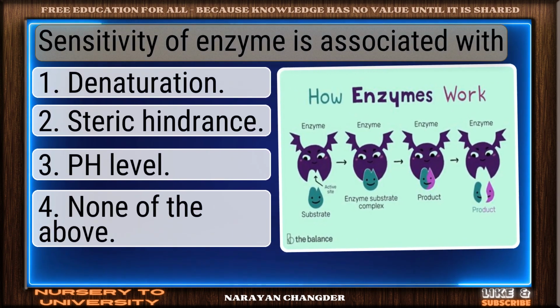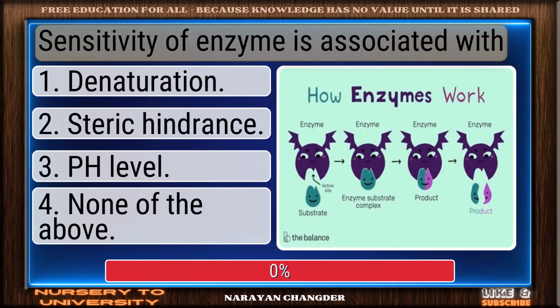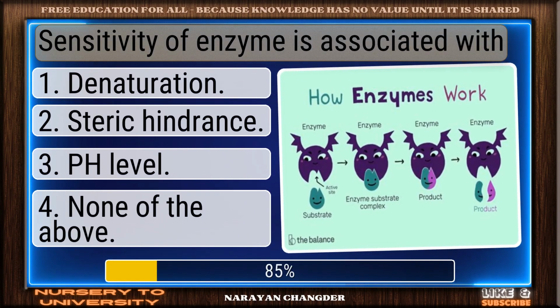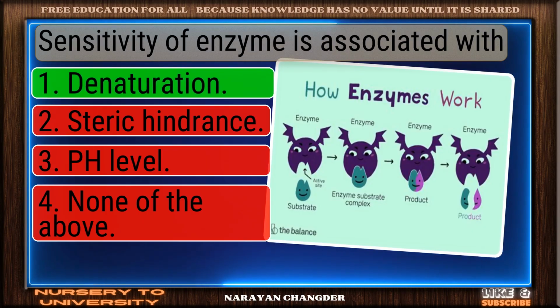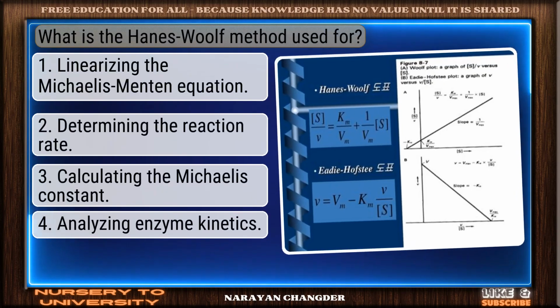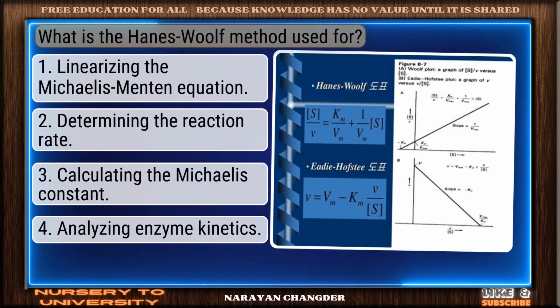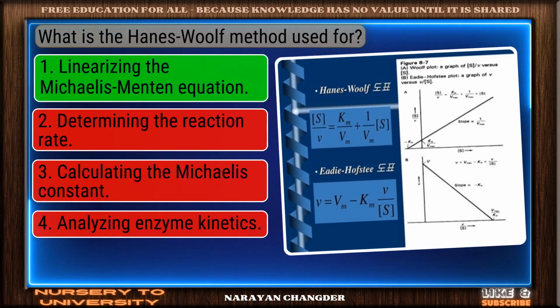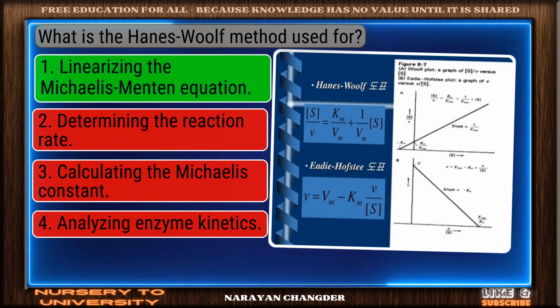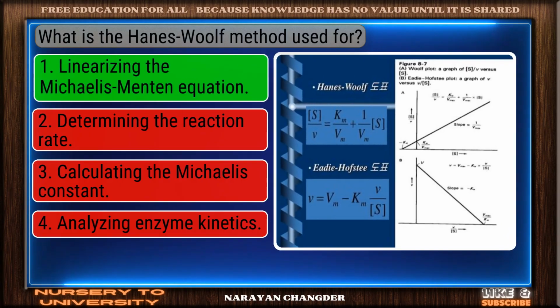Sensitivity of enzyme is associated with. You're right. Denaturation is the correct answer. What is the Hanes-Woolf method used for? Well picked. Linearizing the Michaelis-Menten equation is the correct answer.